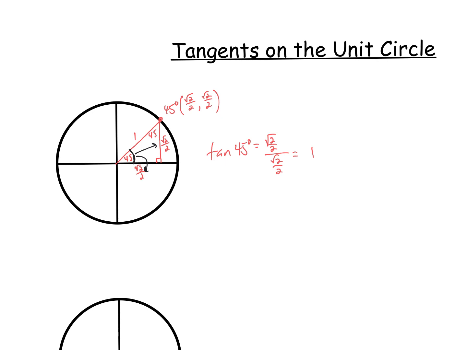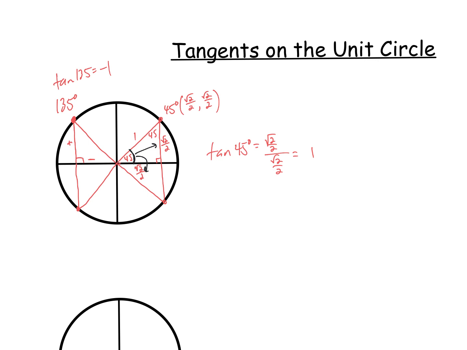And then what you might notice is that everywhere there is a 45 degree angle, like here, here, and here, all of these tangent values are 1 or negative 1. So like this one here at 135, the tangent of 135 would be negative 1 because this side is negative and this side is positive. You're heading left and up.